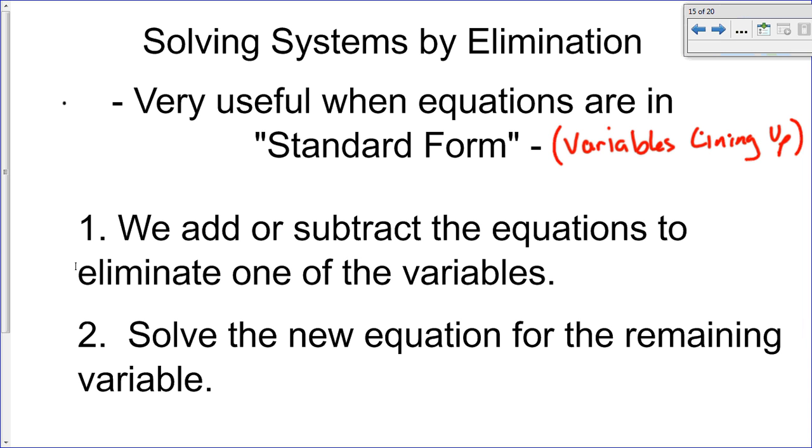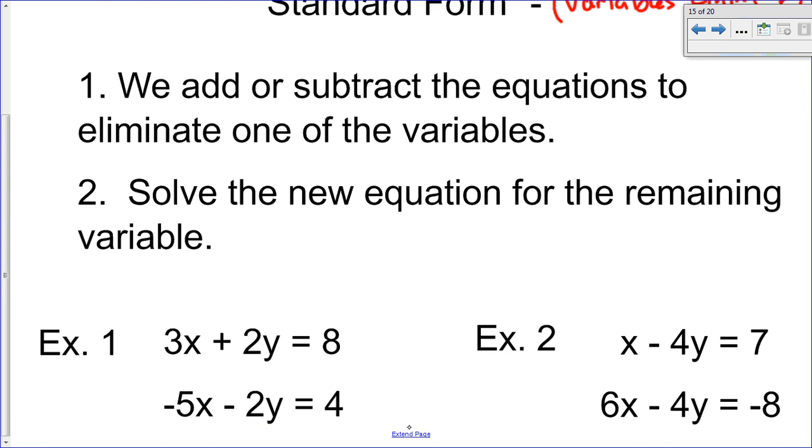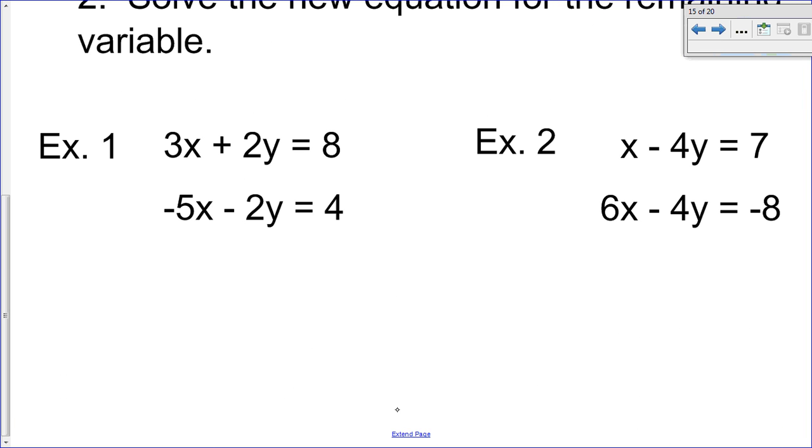So a couple things. We want to add or subtract your equations together, and that will, in hope, eliminate one of your variables. So either x will cancel out, so to speak, or y will cancel out. That's what we want, because then we have an equation left over that only has one variable in it. We'll solve for that variable, then we'll go back and find the value of the other one. That process, once we find that variable, is very similar, but we'll go from there.